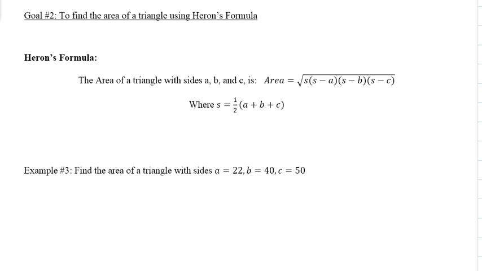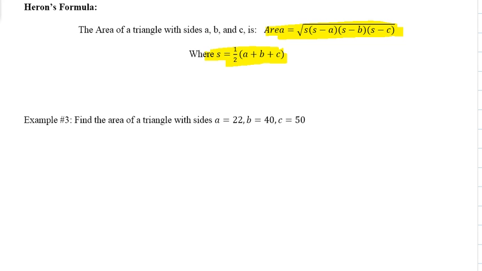So goal number 2 is to find the area of a triangle using Heron's formula. So the formula here, the area is the square root of s times s minus a times s minus b times s minus c, where s is 1/2 a plus b plus c. So we do have to find s first, and then we can find the area. So let's try this example. Find the area of a triangle with sides 22, 40, and 50.